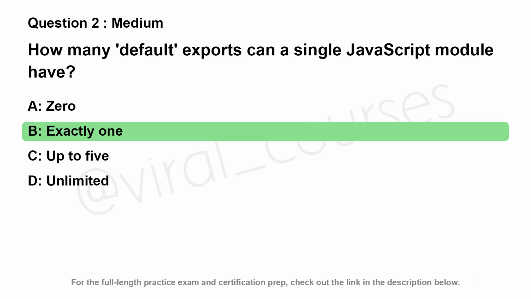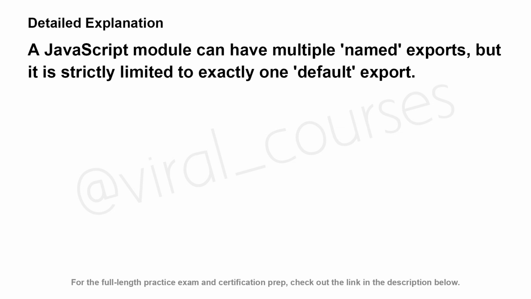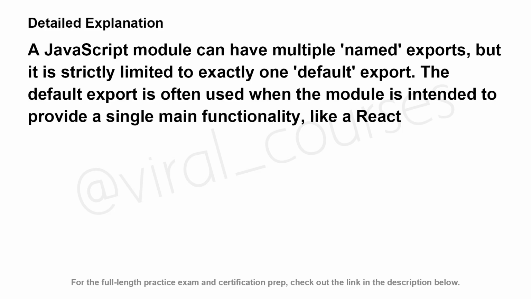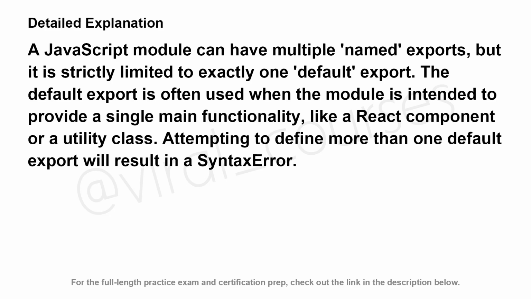The correct answer is B. A JavaScript module can have multiple named exports, but it is strictly limited to exactly one default export. The default export is often used when the module is intended to provide a single main functionality, like a React component or a utility class. Attempting to define more than one default export will result in a syntax error.